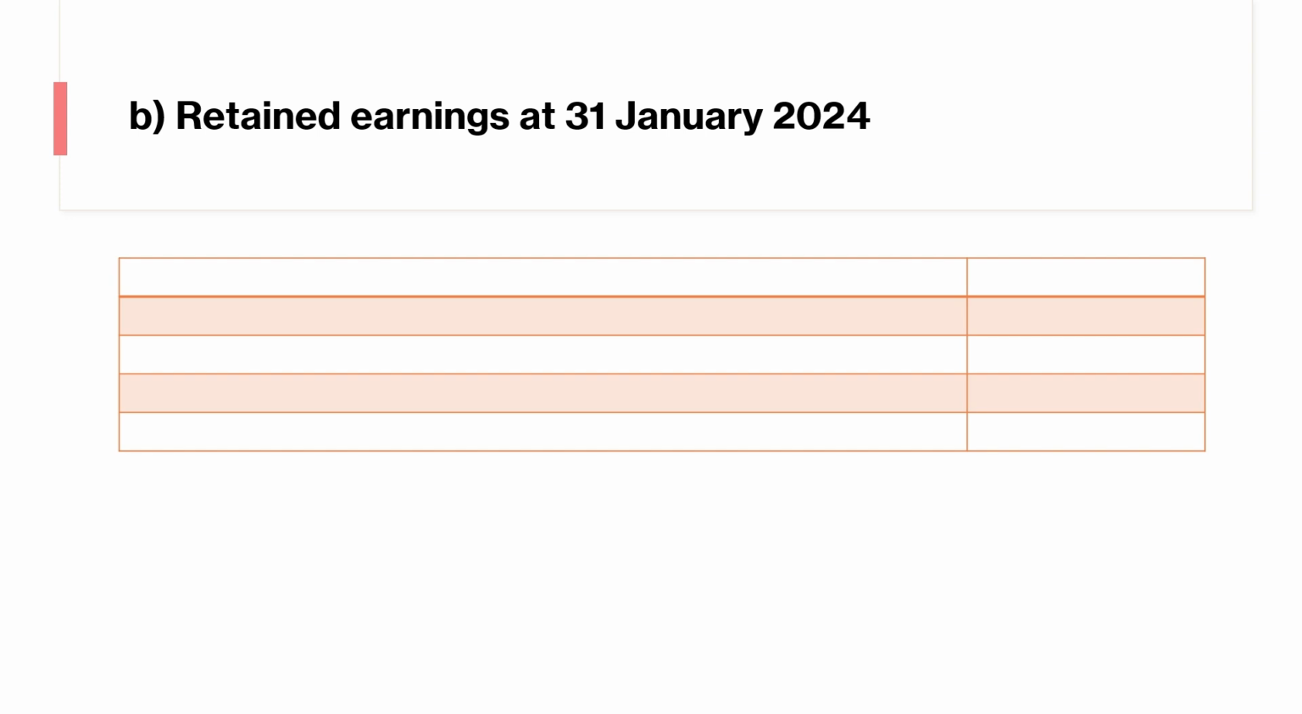After you deduct other expenses from gross profit, you will get the profit for the year. Part B is to calculate the retained earnings at 31st January 2024, that is the closing retained earnings balance. In order to calculate the closing balance, we need the opening balance. And to that opening balance, you add profit for the year, because basically retained earnings is the accumulated profit after you deduct dividends. So less dividends will give you closing balance.